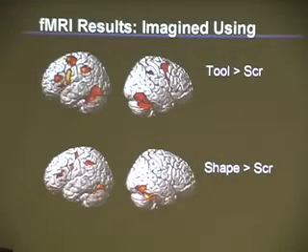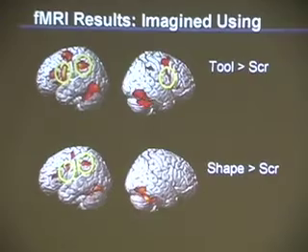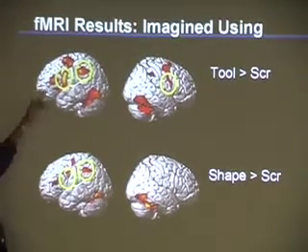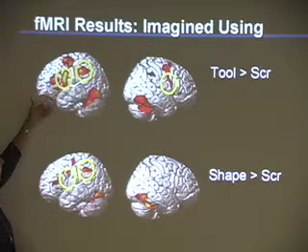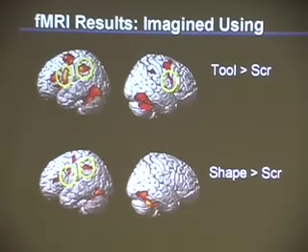And finally, the last task was imagined using. And again, it kind of pops out that you see differences in the tools and the shapes. And those differences fall in the premotor cortex and in the parietal cortex on the left, but also on the right. Now we have activation in the right ventral premotor cortex, which we don't have in the shapes. And this is pretty striking also. You can notice the difference in the extent of the ventral premotor cortex, as it extends all the way down to the inferior frontal gyrus in the tools and not in the shapes.